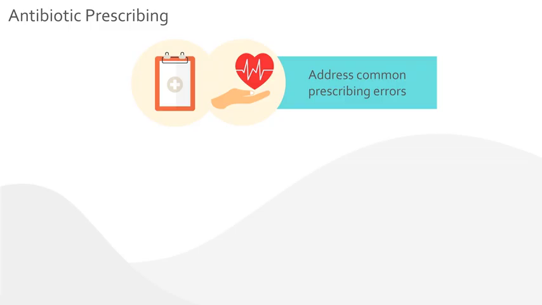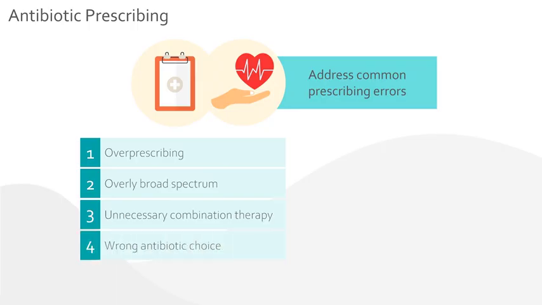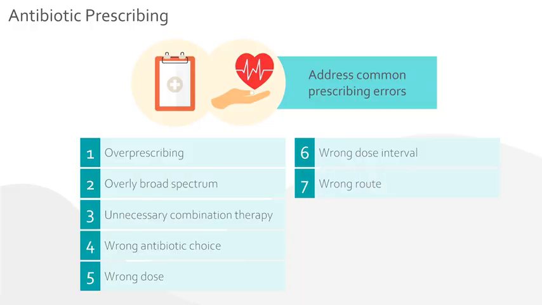Nine common areas for improving antibiotic prescribing, which can be adapted to treatment of STIs, include: 1. Overprescribing. 2. Overly broad spectrum. 3. Unnecessary combination therapy, including fixed-dose combinations. 4. Wrong antibiotic choice. 5. Wrong dose. 6. Wrong dose interval. 7. Wrong route. 8. Wrong duration. 9. Delayed administration.